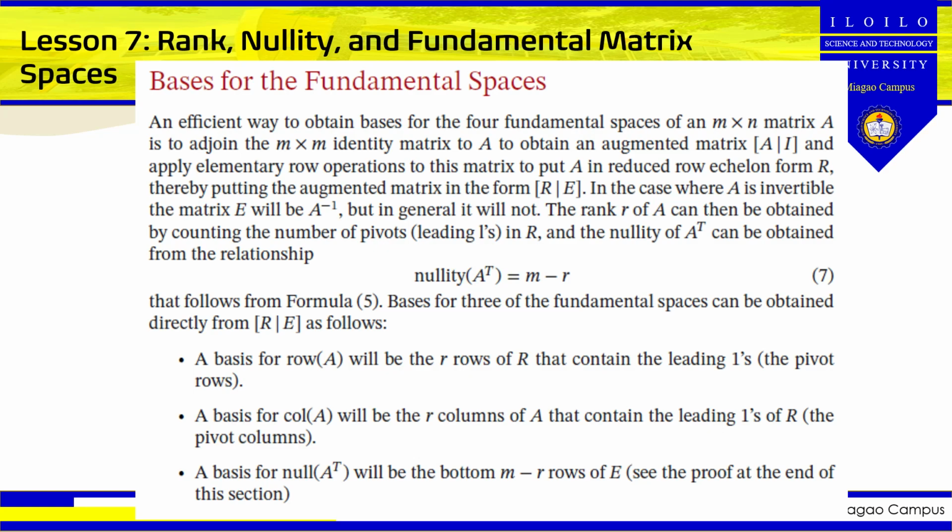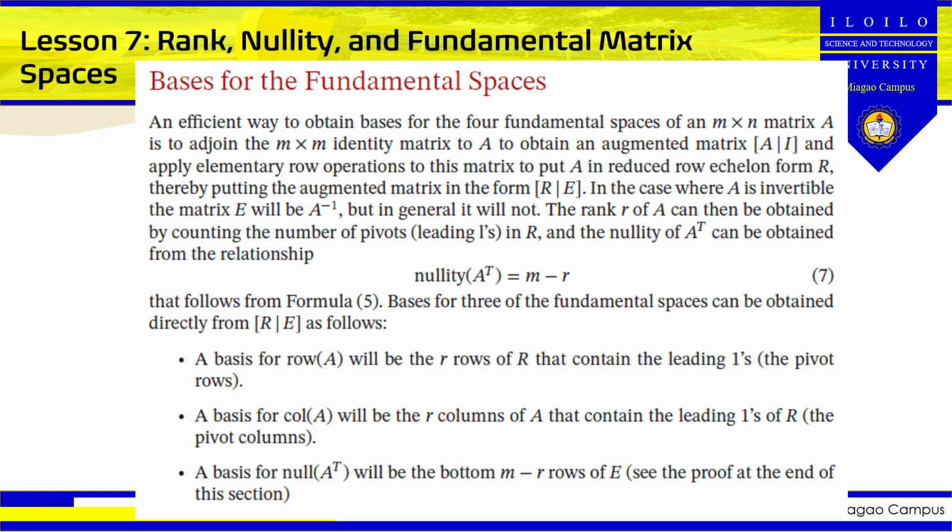So we have here also the basis for the fundamental spaces. An efficient way to obtain bases for the 4 fundamental spaces of an m by n matrix A is to adjoin the m by n identity matrix to A to obtain an augmented matrix, and apply elementary row operations to this matrix to put A in reduced row echelon form R, thereby putting the augmented matrix in the form [R | E]. In the case where A is invertible, the matrix E will be A inverse. So we have here the nullity of AT is equal to m minus r. That follows from equation 5.